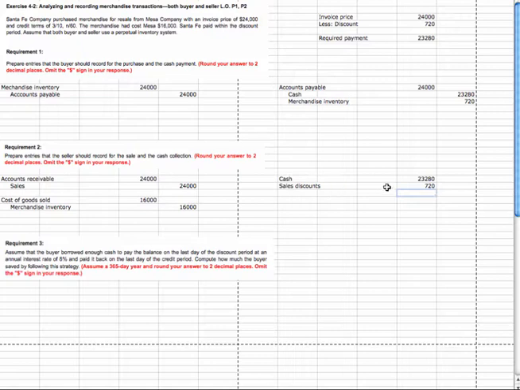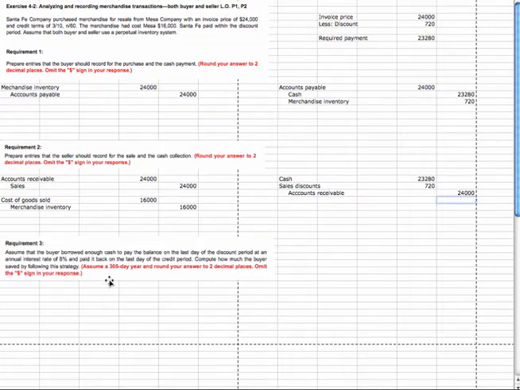So now that we have recognized the cash, we've increased our sales discount account. Now we have to recognize that we no longer have an accounts receivable with Santa Fe. So we have to reduce our accounts receivable by the $24,000. And that's the journal entry you'd have to make.